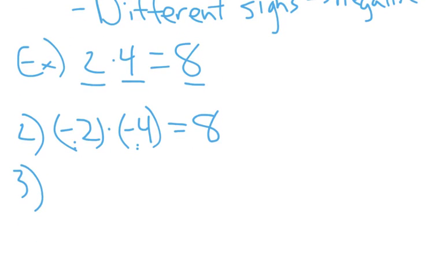So for the third example, let's use some fresh numbers here. Keep it fresh. 6 times -3. These two integers have different signs, so it's going to be a negative number. And then you just do the multiplication normally. 6 times 3, 18. But since one of them was negative, it's -18.